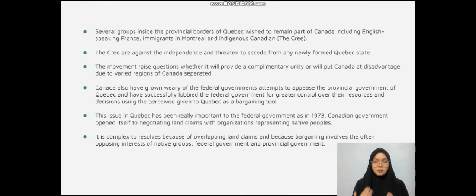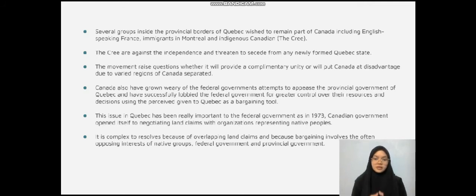Other than that, the Quebec issue also raises questions of whether the varied regions within Canada, separated by great overland distances, can continue to provide a complementary unity or will embark on a course that will tear the country apart. Other provinces in Canada have grown wary of the federal government's attempts to appease the provincial government of Quebec. The provincial governments of the prairie provinces have successfully lobbied the federal government for greater control over their resources and decisions, using the perceived special treatment given to Quebec as a bargaining tool.